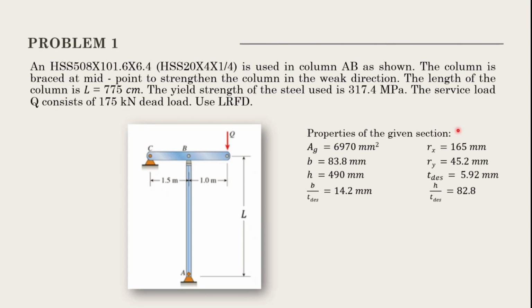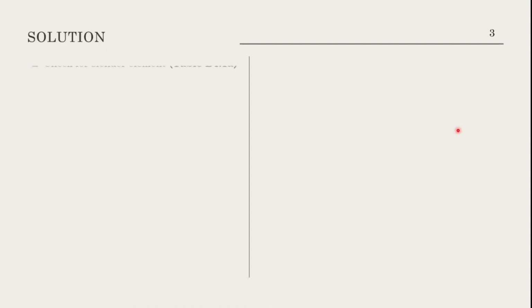First, in order to have a guide on how we are going to determine the capacity of the member, of course we need to check if there are slender elements. We need to do this at the start of the problem to identify if the column will buckle globally or locally, meaning there are elements that will buckle first before the buckling of the column itself. So we check for slender elements.